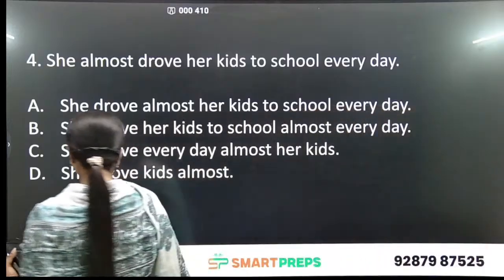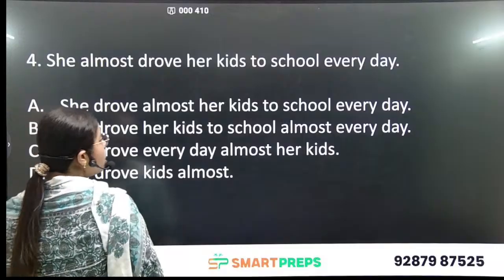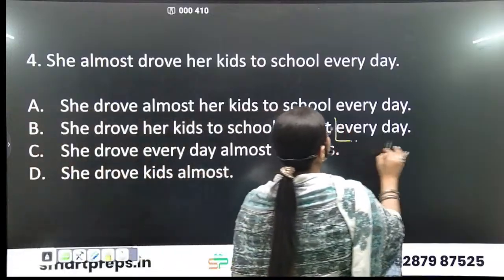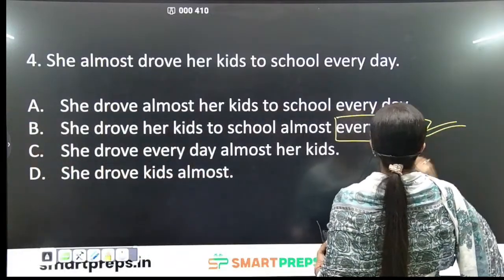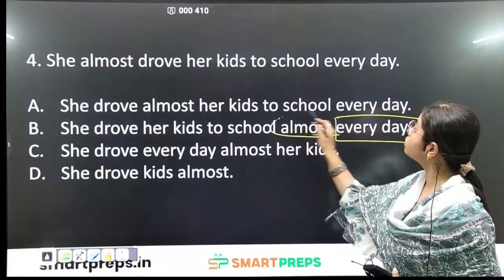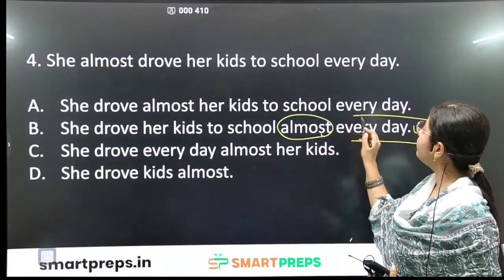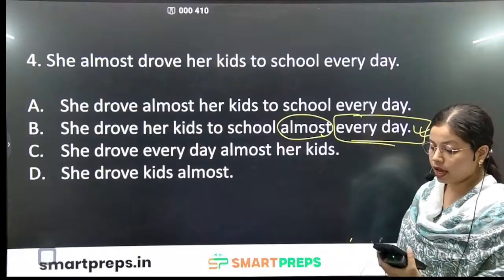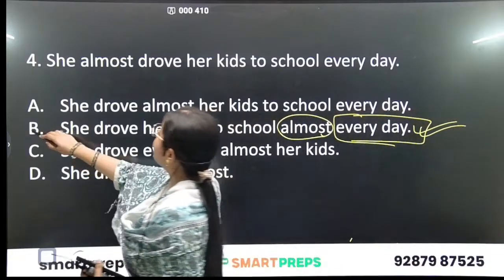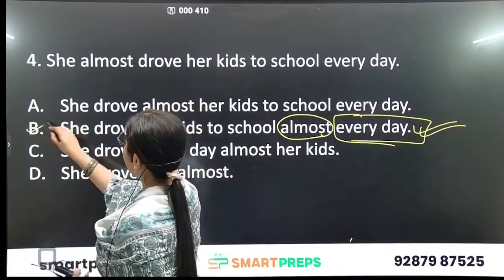Because, why almost every day? Because almost goes with every day. So almost is the modifier which is to be placed along with every day. Okay, so option number B is the correct answer.